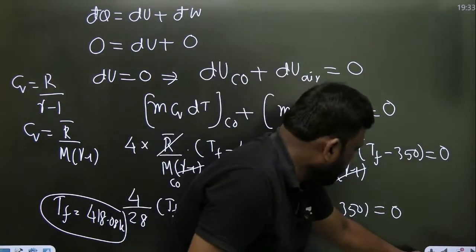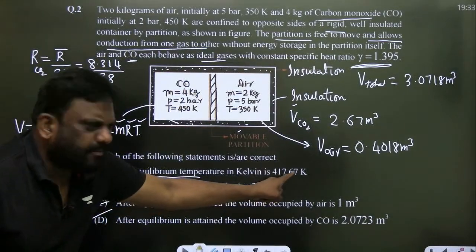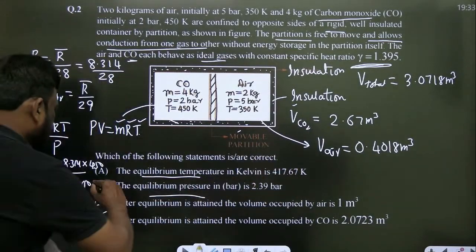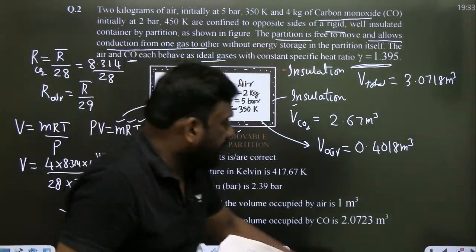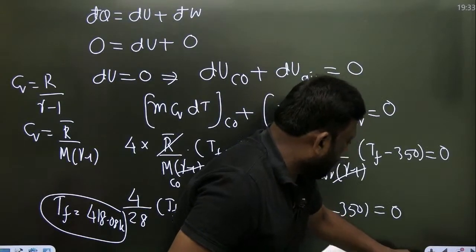Excellent. Look here. The equilibrium temperature is 417.67, roughly 418. So this is also correct. Oh my God! I want the final pressure. Look, I want the final pressure. How do I calculate final pressure? Look here.